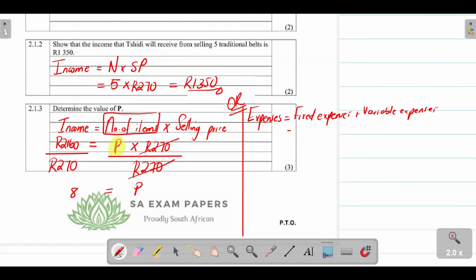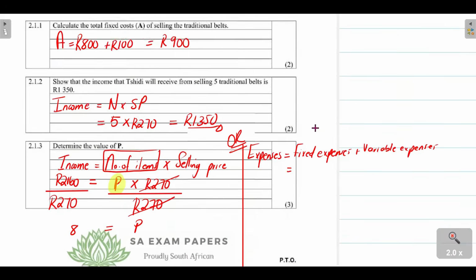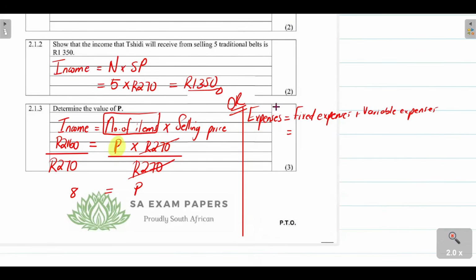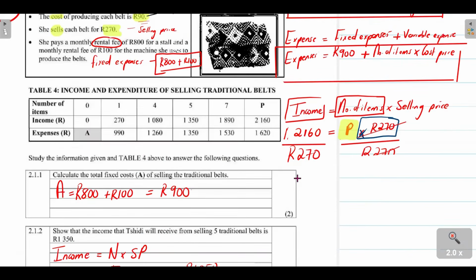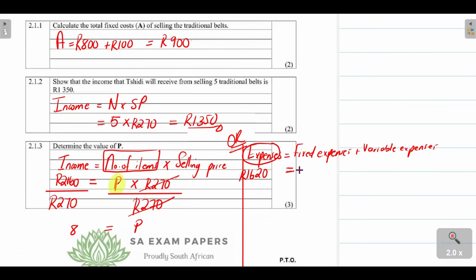And then for this, the total expenses, the amount that was given to us was how much? 1,620. I write there, under the expenses, 1,620 equals. What are the fixed expenses for this person's business? 900 rand. I put it there.